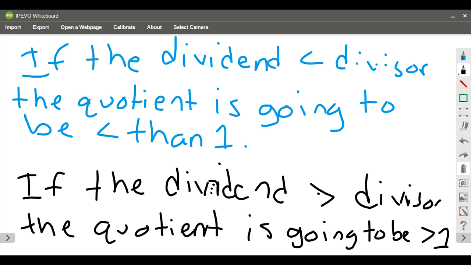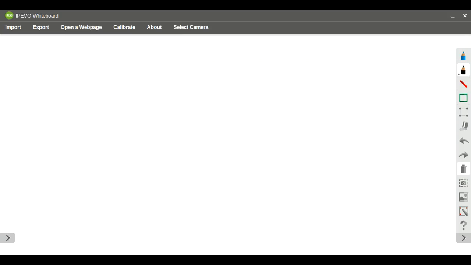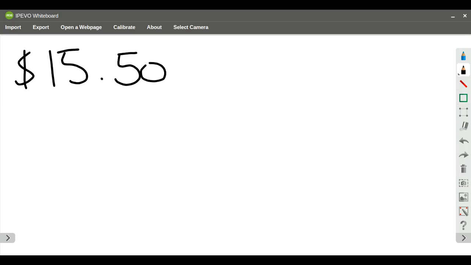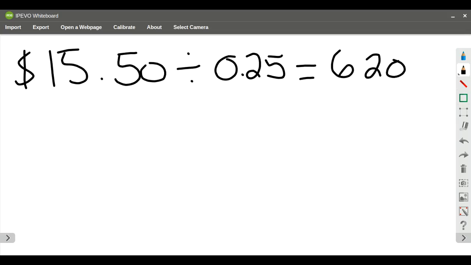All right, so let's take a look at our first problem. It says how many quarters are in $15.50. So I'm looking at how many quarters are going to be in $15.50. So I'm going to take 15.50 and divide it by 0.25. Then it says we get an answer of 620, and we're going to determine where we are placing the decimal. We just talked about that if the dividend is greater than the divisor, the quotient is going to be greater than 1. So the decimal is not going to go in front of the 6. We need to see where it's going to be using some estimation.